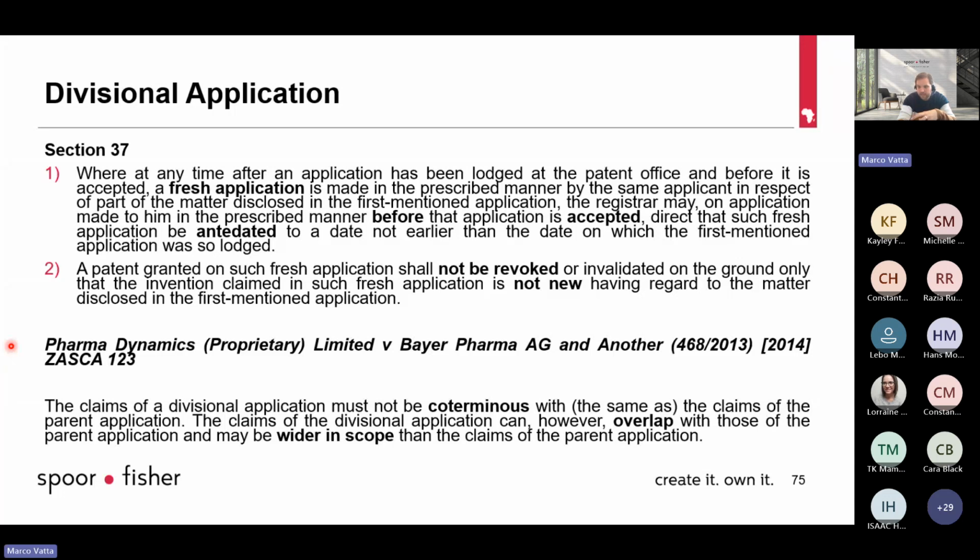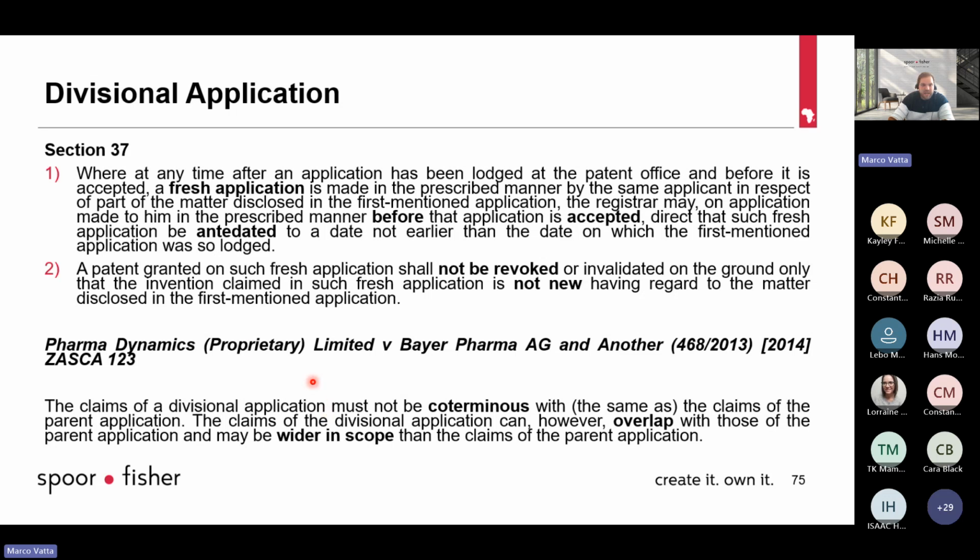Any questions on divisional applications? No, it sounds like everyone's going to get 100% for the exams. I'm very chuffed.